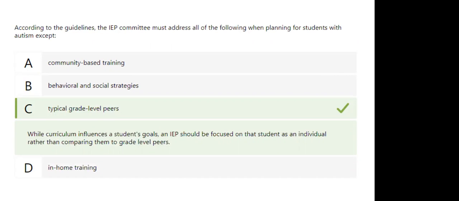While curriculum influences a student's goals, an IEP should be focused on that student as an individual rather than comparing them to their peers. Something that the special education teacher is going to be very cognizant of.